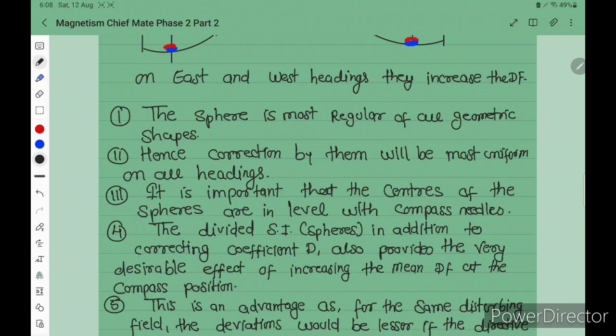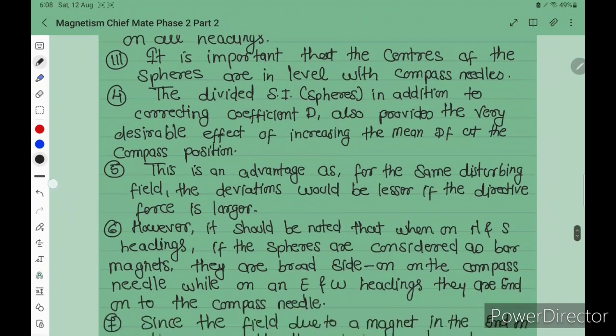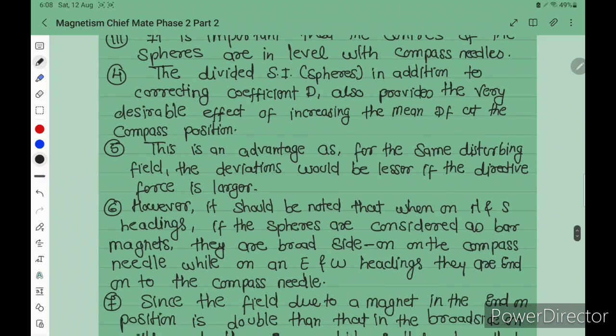The divided soft iron spheres, in addition to the correcting coefficient D, also provide a very desirable effect of increasing the mean reactive force at the compass position. This is an advantage, as for the same disturbing field the deviation would be lesser if the reactive force is large.